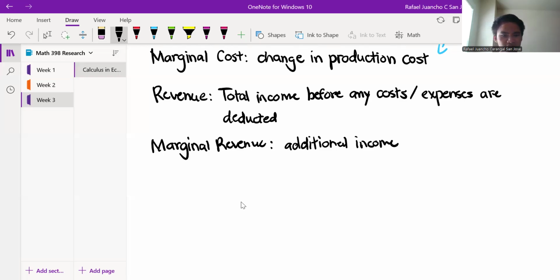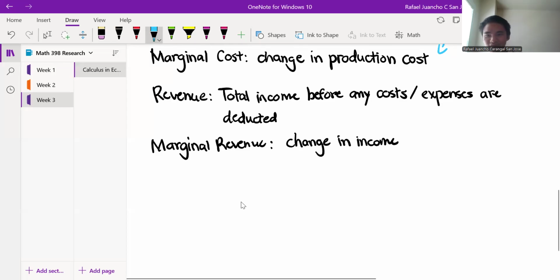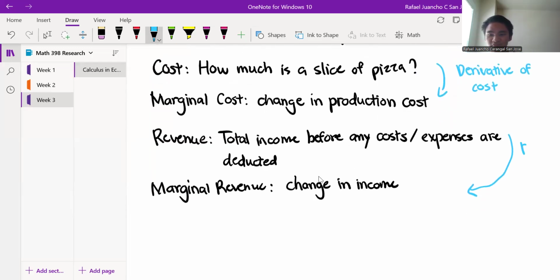It's the additional income that a company earns from selling one more of that something. So maybe to make it related to the first marginal cost, we can say change in income. And again, you guessed it, to get marginal revenue from revenue, we have to take the derivative. So basically, the marginal revenue is the derivative of revenue.